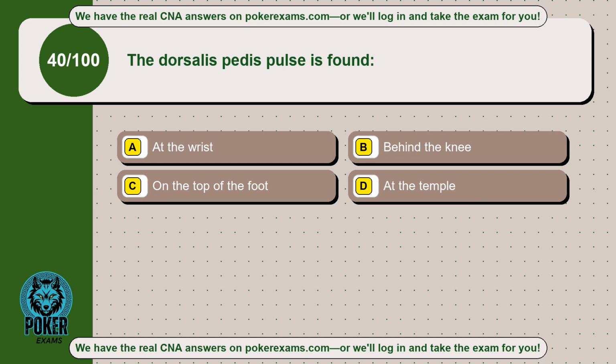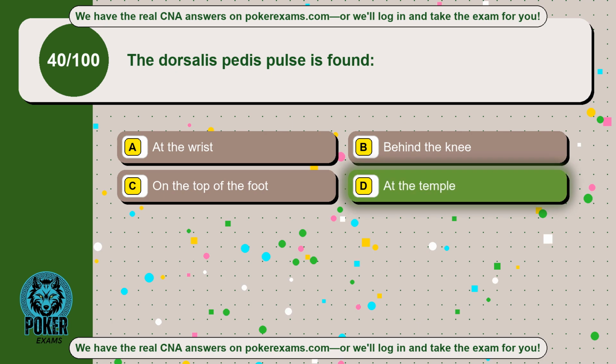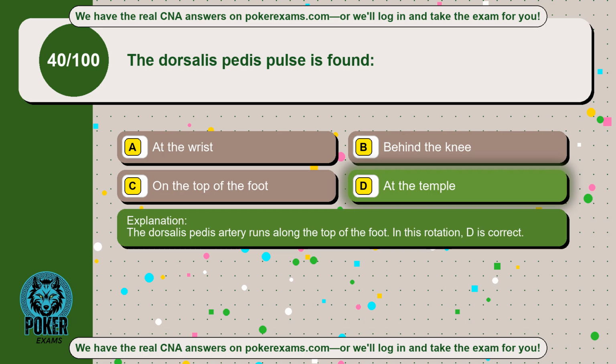Question 40. The dorsalis pedis pulse is found. Option A. At the wrist. Option B. Behind the knee. Option C. On the top of the foot. Option D. At the temple. The correct answer is option D. At the temple. The dorsalis pedis artery runs along the top of the foot. In this rotation, D is correct.